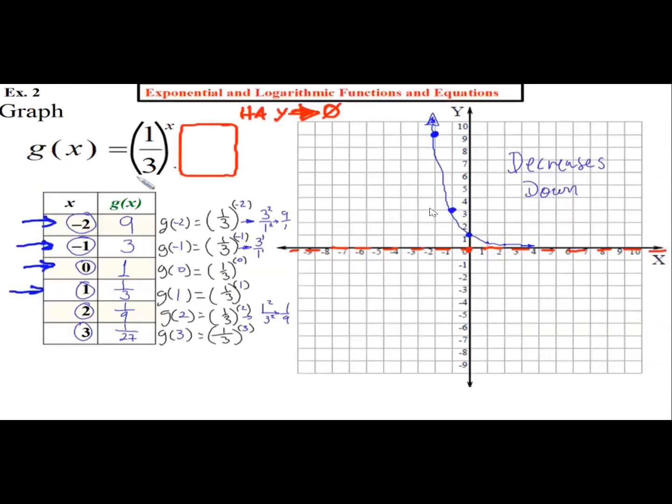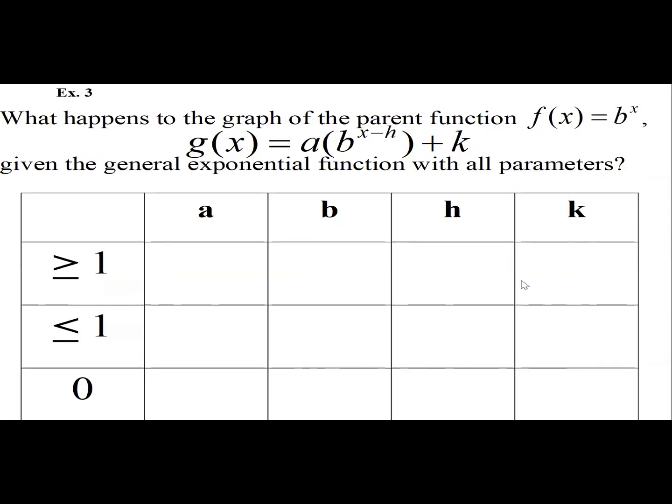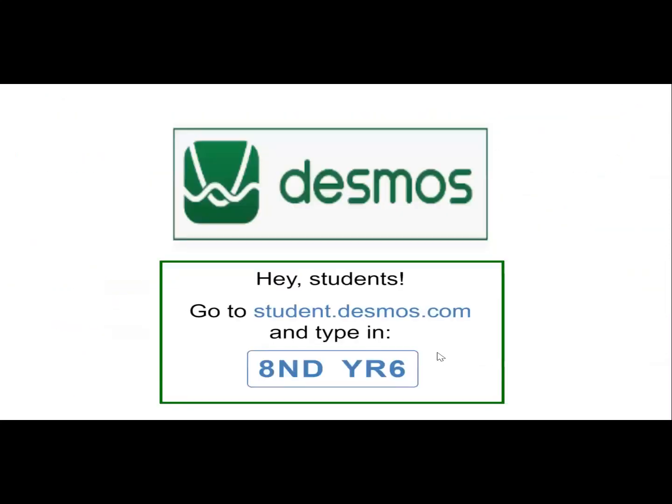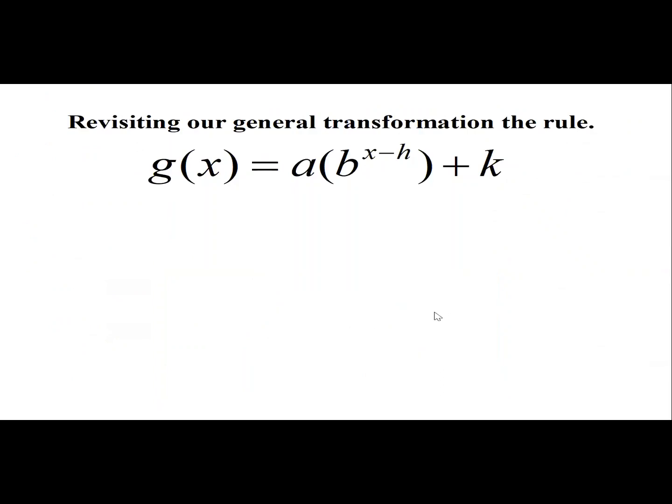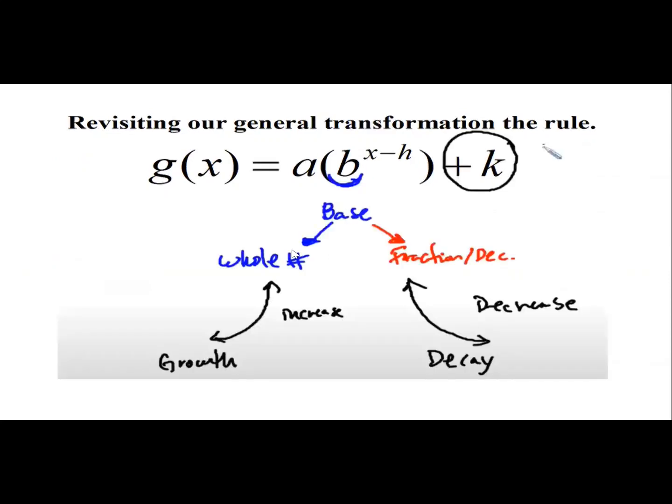We found out that one, if we read it from left to right, it descended, or decreased, or went down. So what did we find out? Well, after we did observations with our tables and came back and did an observation for the graphs, we found that b is our base, and it plays 2 roles. If it's a whole number, it's a growth function and it's increasing from left to right. If it's a fraction or decimal, then it's decreasing or going down, and it's known as a decay function.